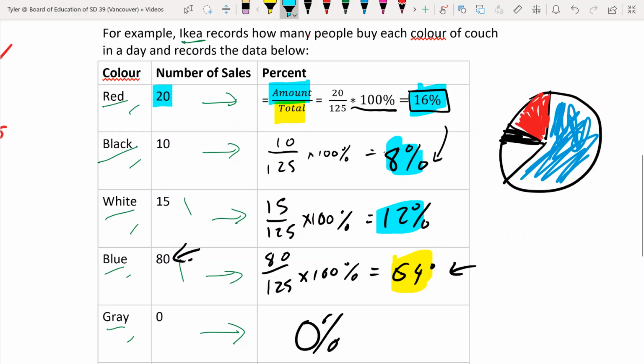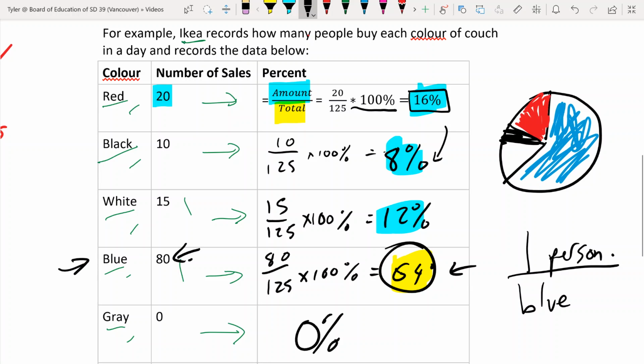This helps us in two ways. One, if we had one more person, let's say that tomorrow I had one person come in. If I had to guess, what color do you think they'll probably buy? My guess is blue, because that was the most likely, because look, 64%, that's more than half. It's possible he'll buy a different color, but that's the best guess.